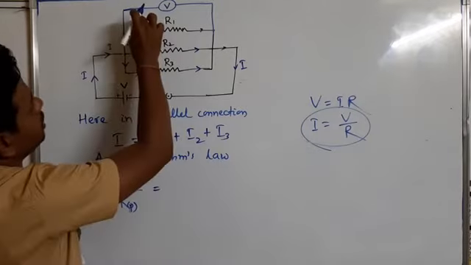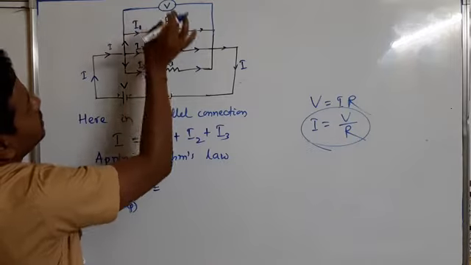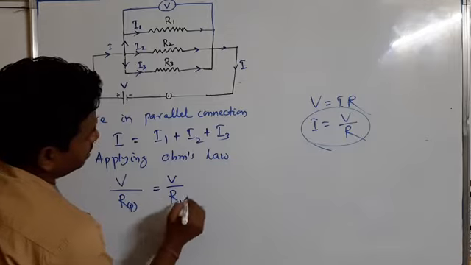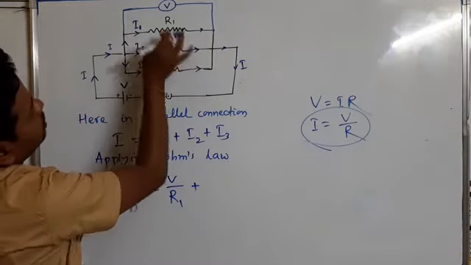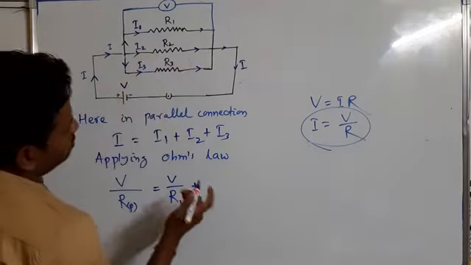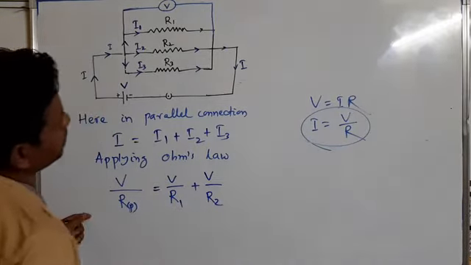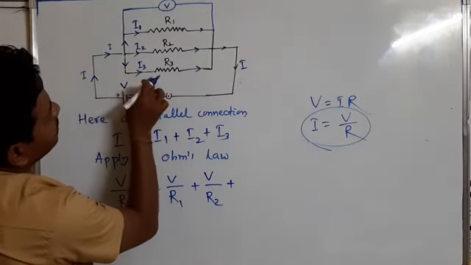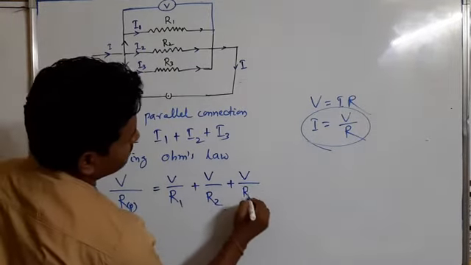Similarly, if you want to find out I1, here also the voltage across R1 is V and the resistance is R1, so I can write V by R1. If you want to find out I2, the voltage across R2 is V and the resistance is R2, so I can write I2 equal to V by R2. Similarly, in this way you can find out the value of I3, that is voltage by resistance.